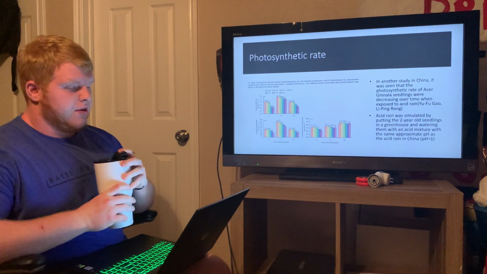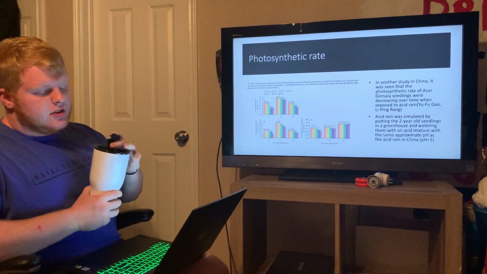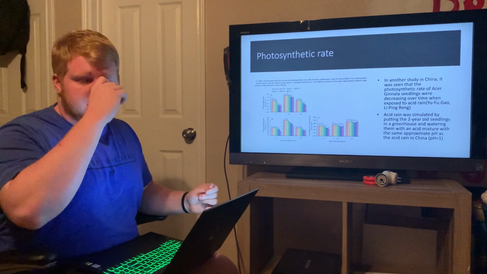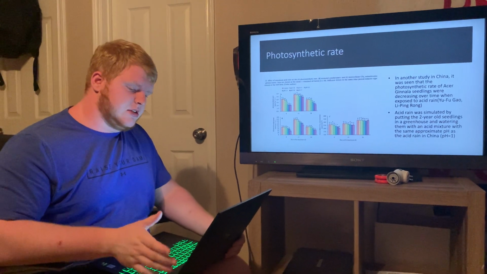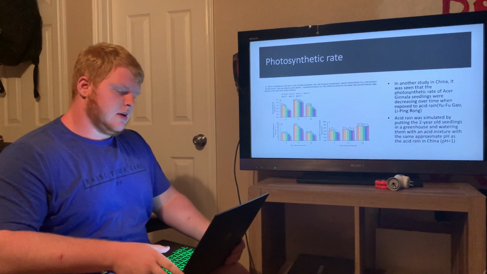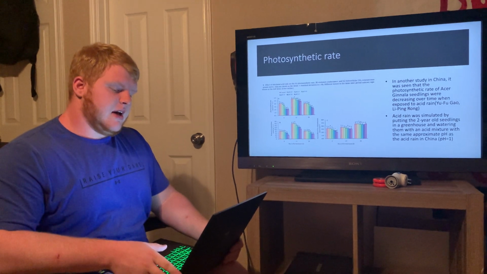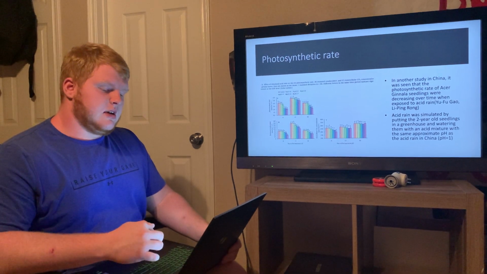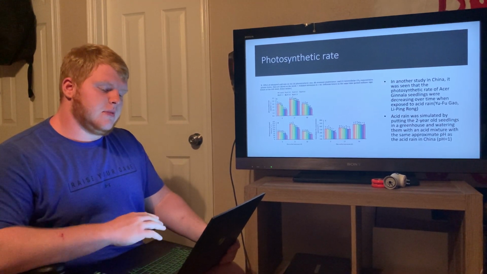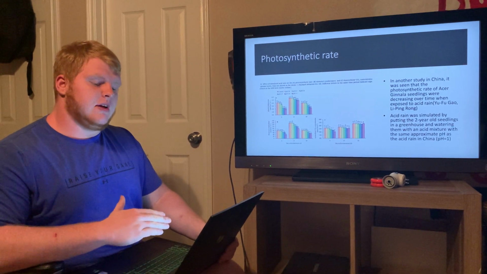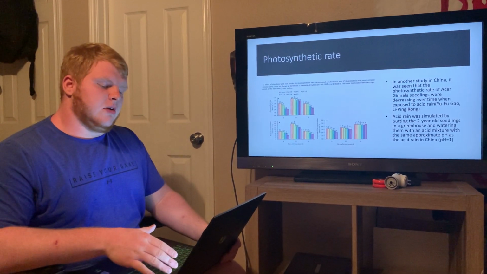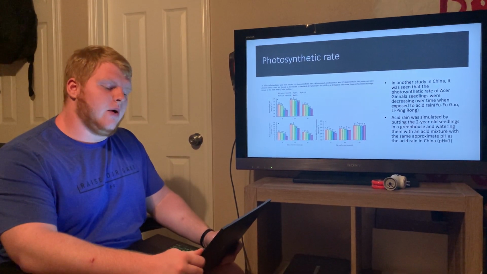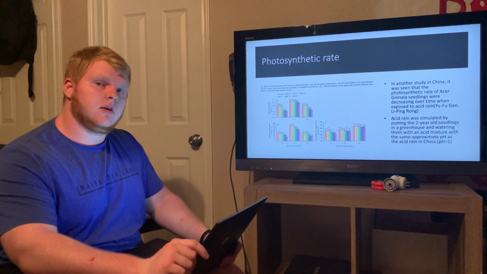This is photosynthetic rate. Once again, this is a study in China. This is because they have huge acid rain issues and environmental issues in general. It was seen that the photosynthetic rate of Acer ginnala seedlings decreased over time when exposed to acid rain. This study was done by Yufu Gao and Li Ping Rong.